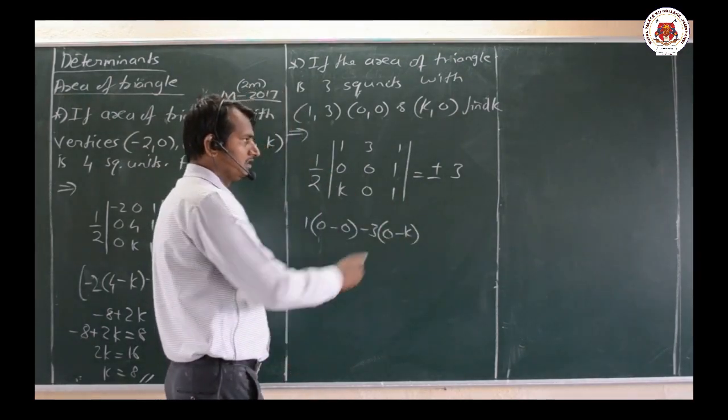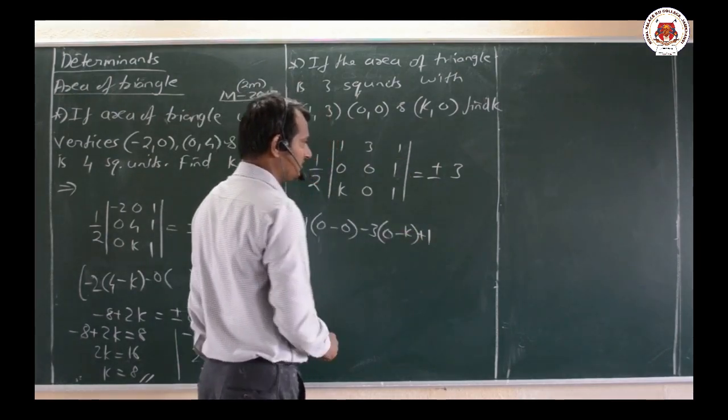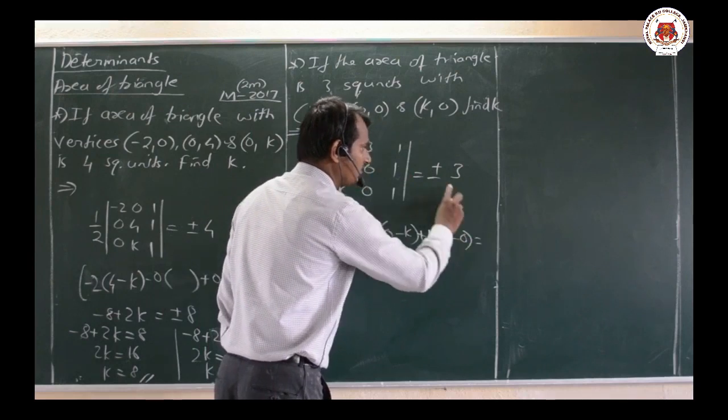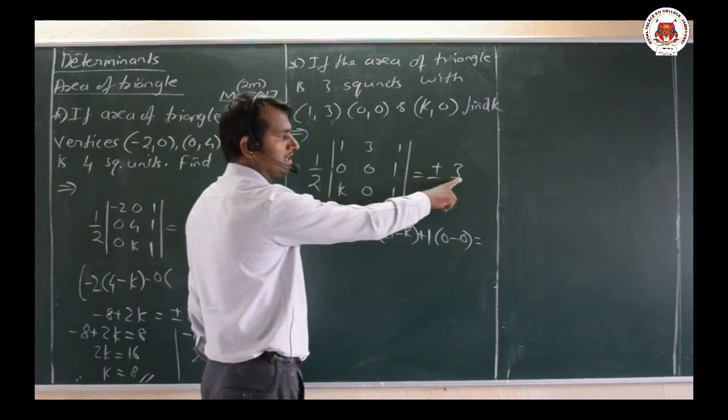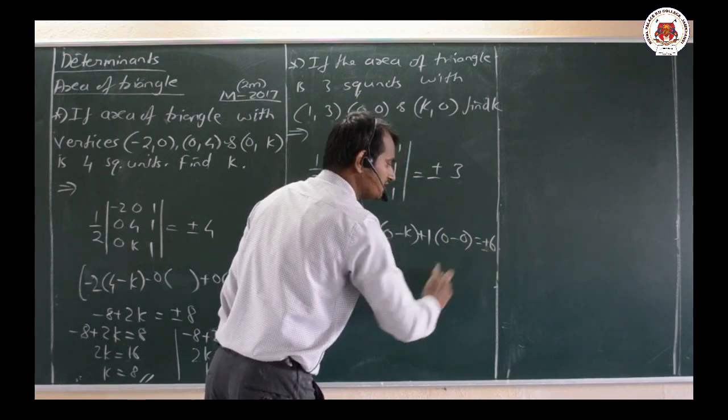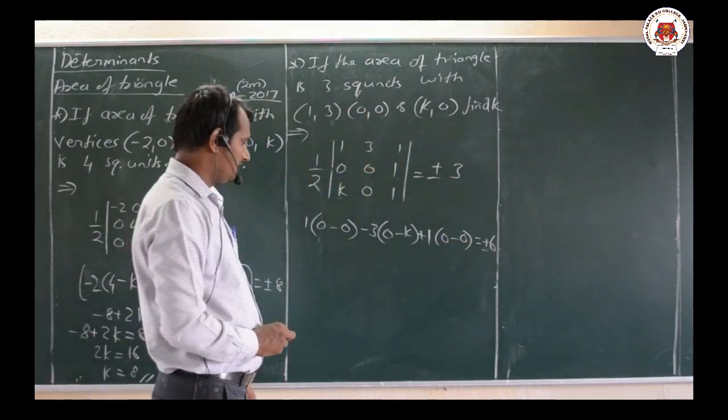Okay, then plus 1 into 0 minus 0, 0 minus 0, which is equal to, I am cross multiplying 3 into 2, that is plus or minus 6. Plus or minus, the value is 6. Now I will solve it.